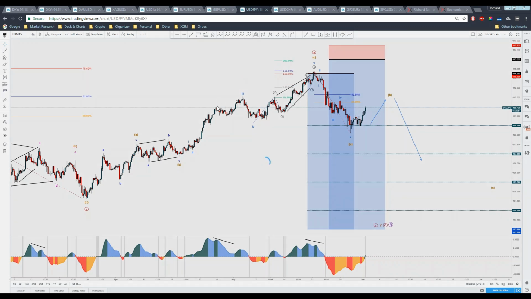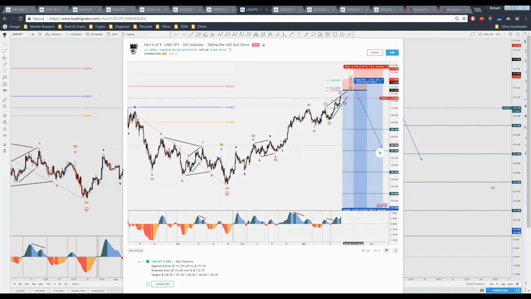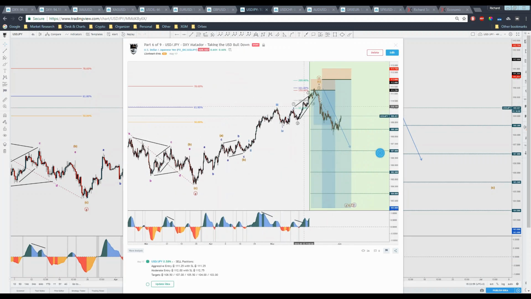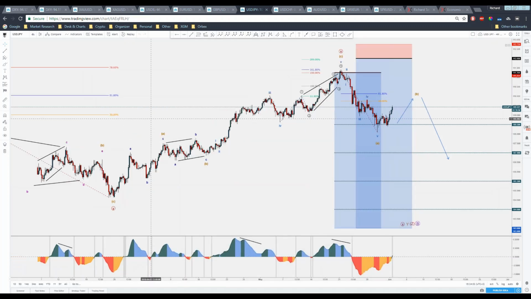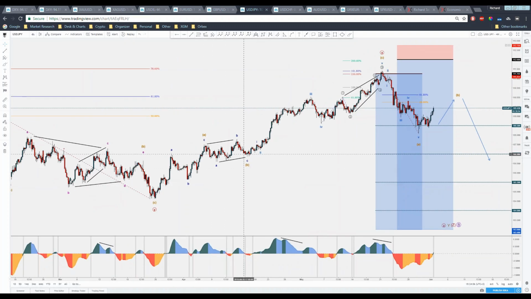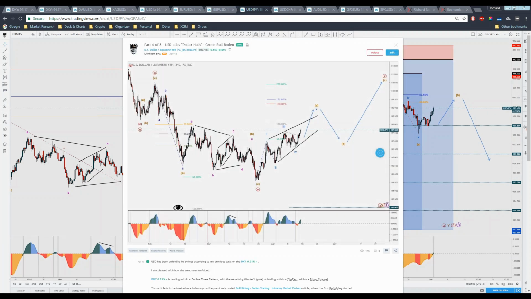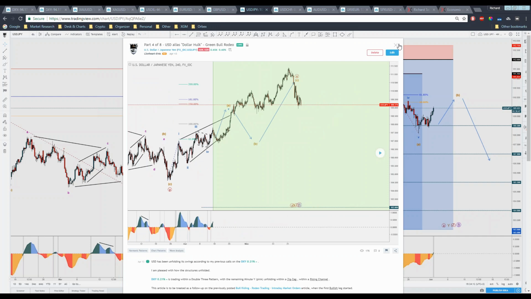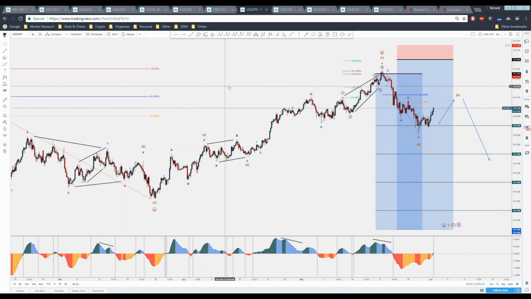USD yen, again, same thing. This one was one step ahead, posted this bearish view as well, right? But also posted the bullish view previously, right? You guys can actually see my articles on the Orbex blog. They're right about there, right?